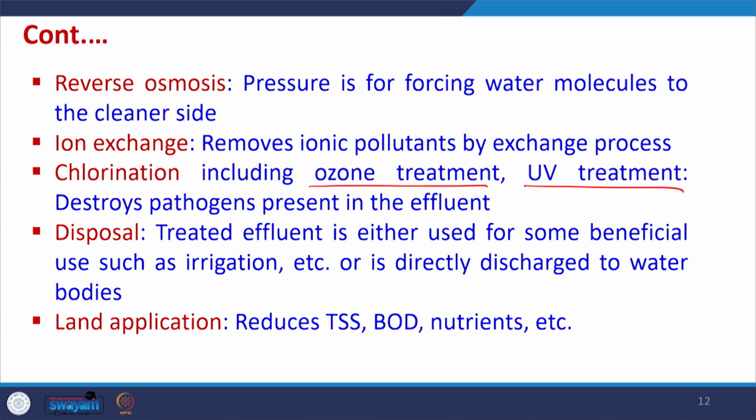The treated effluent is either used for some beneficial use such as irrigation, etc., or is directly discharged to the water bodies. It is also possible that it has to be totally reused in the process itself. Further, if water is to be used for irrigation, land application may be done, and ultimately the total suspended solids, BOD, nutrients, etc., can be removed via these methods.